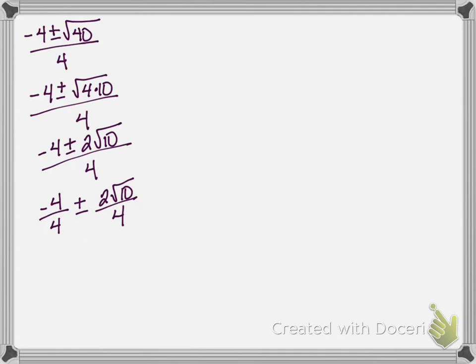-4 over 4 becomes +1. My 2 becomes 1 and my 4 becomes 2. It's still -1. Okay, thank you very much. And then what am I left with over here? Good, square root of 10 over 2. Now, can I divide square root of 10 over 2 and get 5? No, because the square root of 10 is inside the square root and the 2 is outside.